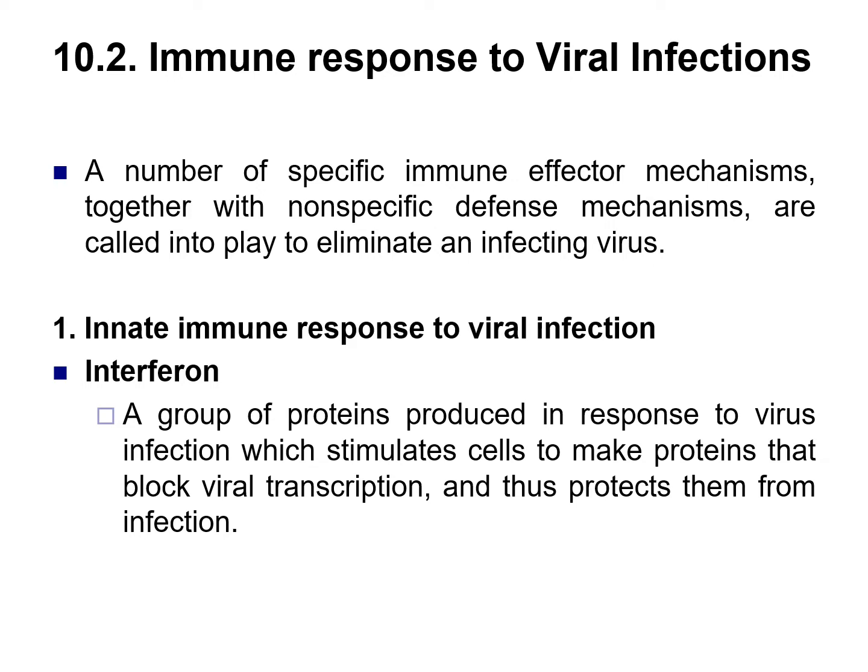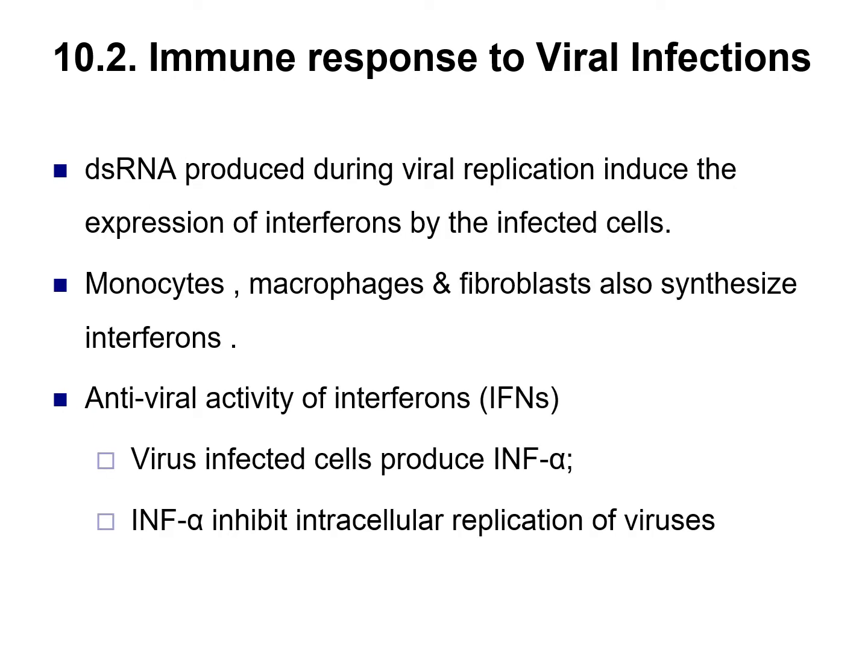For the viruses, the main substance that is produced by cells are called interferon. So they are protein molecules produced by cells in response to viral infection. Most of the time, they block viral transcription and therefore they protect the body from infection. The presence of double-stranded DNA produced during viral replication will induce the production of interferons by the infected cells. Moreover, certain other cells are activated, for example, the monocytes, the macrophages, and the fibroblasts, to produce interferons.